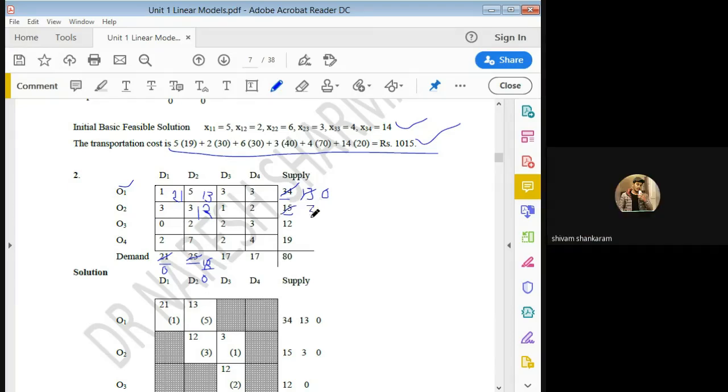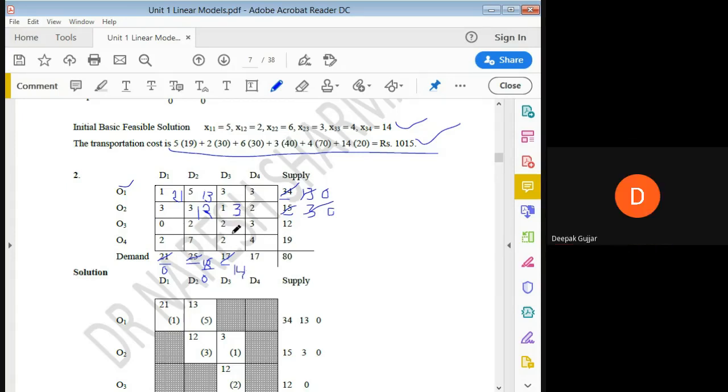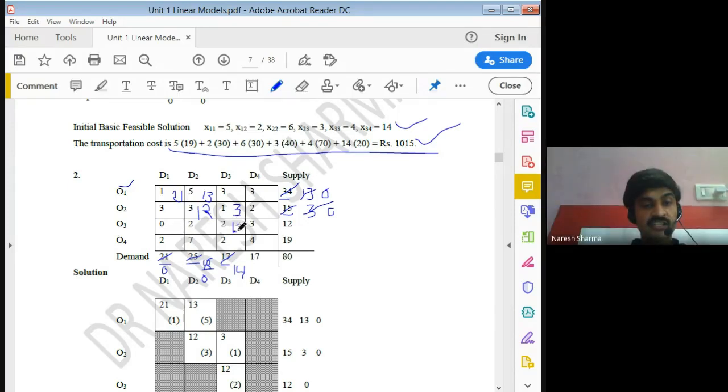So we are left with 3 units here. Try the right side, we check here 3 and here we have 17. So we allocate here 3 units. So now it is left with 0 here, and here it is left with 14. Now go downward in the table. At this location you check 12. We allocate here 12 units. So we are left with, in factory O3, 0, and here we are left with 2 only.